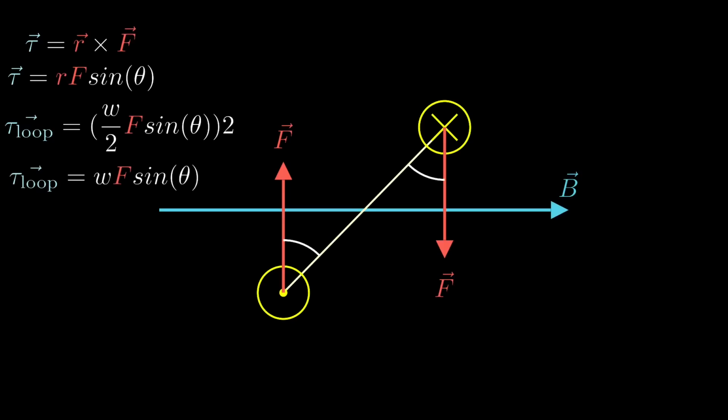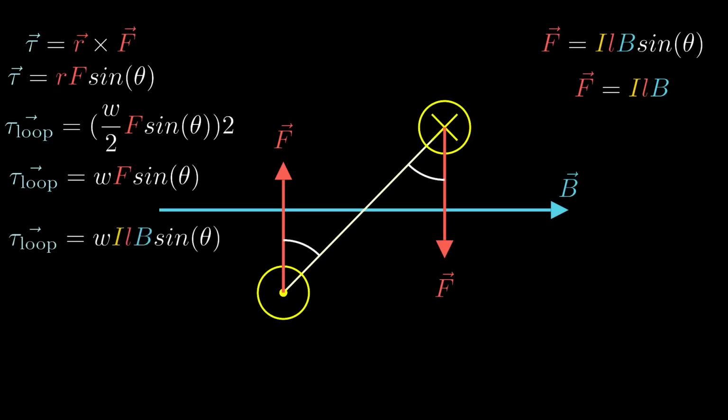Now, the force we've seen before is IL cross B. And since our magnetic field, which points to the right, and our current length, which points out of or into the screen, are perpendicular, then F just becomes ILB. Now notice that width, or w, times L is the same as the area of our loop. So we can rewrite it like this.